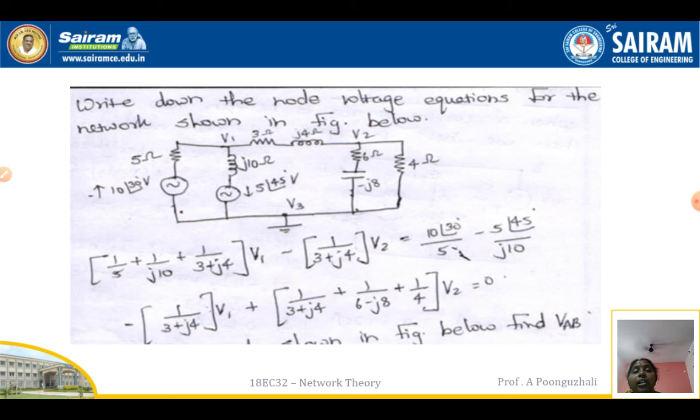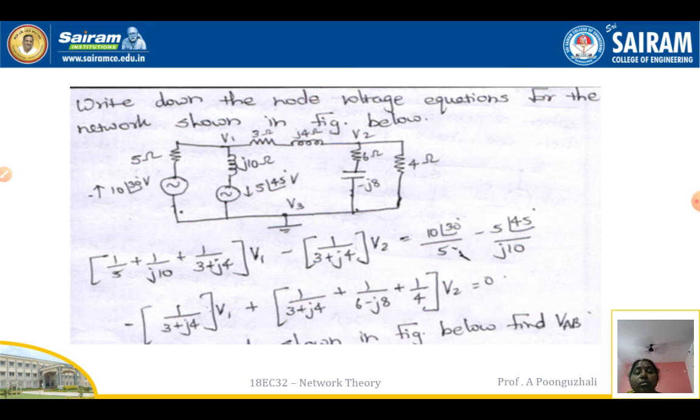into V1 minus, since between node 1 and 2 I have a branch, I write minus V2 divided by 3 plus j4. So what is the voltage source that is connected? 10 phase angle 30 is the incoming current, so I assume it is 10 phase angle 30 divided by 5. Your outgoing current, where one voltage source is there, is outgoing, so minus 5 phase angle 45 divided by j10.